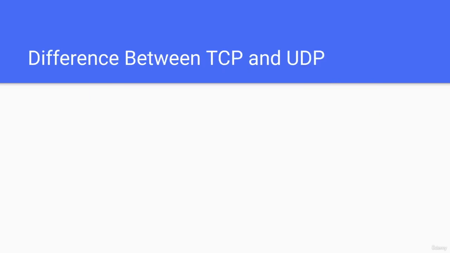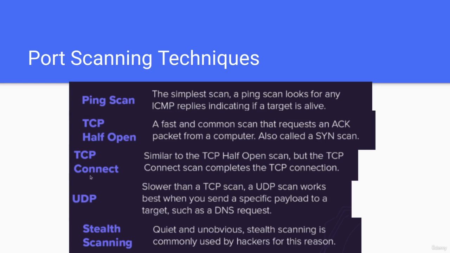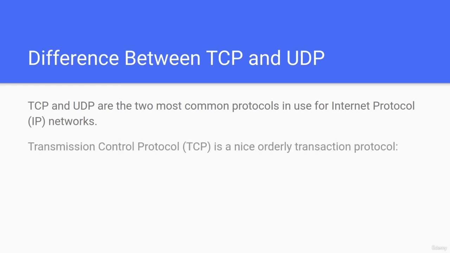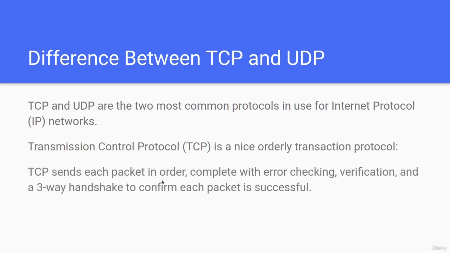Now, what are the differences between TCP and UDP? We learned that we have TCP connect, UDP, stealth scanning, TCP half open, SYN, SYN-ACK. What is that? We will talk about it right away. TCP and UDP are the two most common protocols used for IP networks, or Internet Protocol networks. TCP, or Transmission Control Protocol, is a nice orderly transaction protocol. TCP sends each packet in order, complete with error checking, verification, and a three-way handshake to confirm each packet is successful, which is the SYN, SYN-ACK, and ACK. Now, I'm assuming that you have a simple idea of how TCP works, okay? So I will move on.